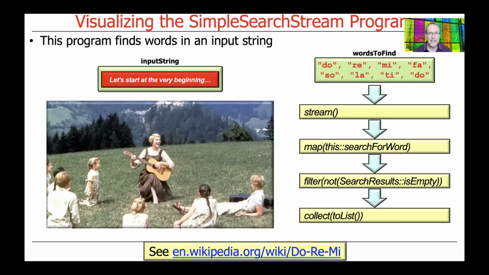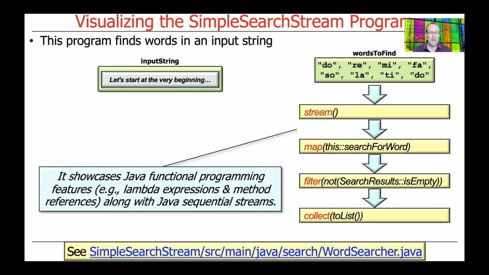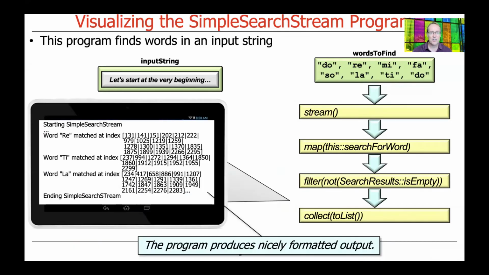Basically, it's giving names to the musical notes: do, re, mi, fa, sol, la, ti, do. So what we're going to do is take the lyrics of the song, and then go search for all the places where the words do, re, mi, fa, sol, la, ti, do appear in the lyrics. And we'll use this to showcase a whole slew of Java functional programming features like lambda expressions and method references, as well as, of course, the Java sequential streams, aggregate operations, and constructs, and so on.